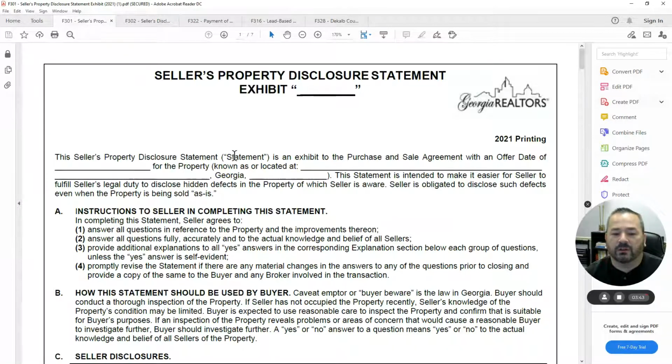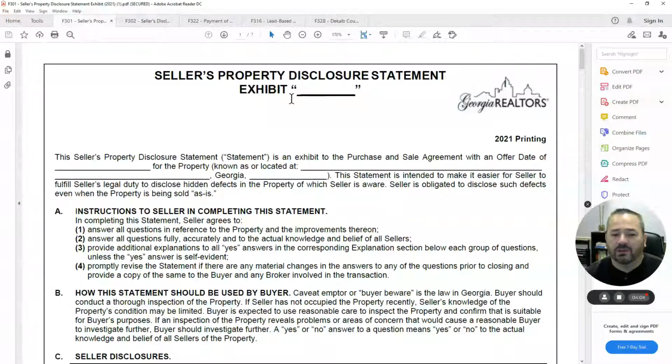So the seller's property disclosure statement is an exhibit to the purchase and sale agreement with an offer date of blank for the property known as or located at and the address. Well, when we fill this form out with our seller at the listing agreement, when we're just listing the property, we don't have a contract yet, there's a couple of things we don't know.